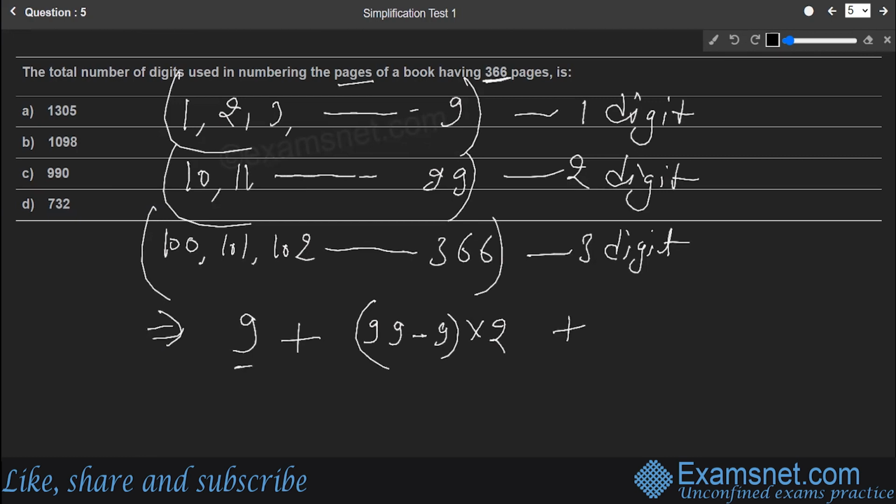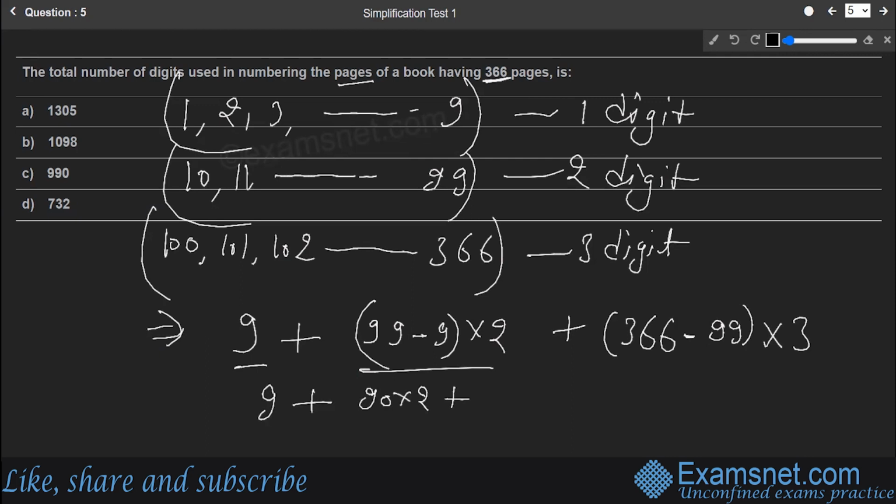Now let us find out for 3-digit numbers. How many 3-digit numbers do we have? We can find it out by 366 minus 99, and each will have 3 digits. So into 3. If you solve this further, this is 9 plus 90 into 2 plus 267 into 3. Solving this further, it comes out to be 990.